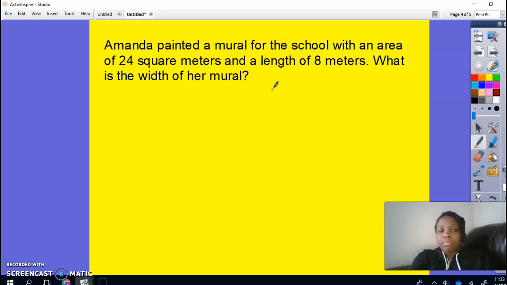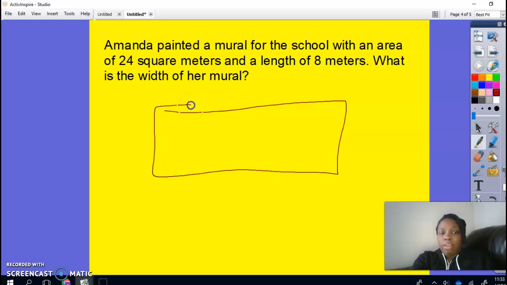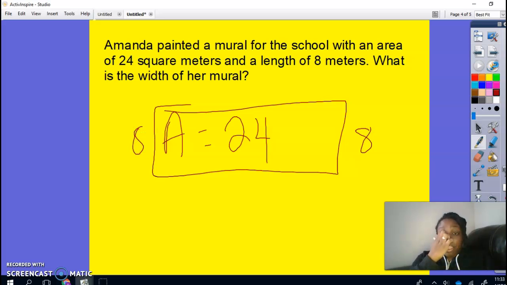So remember, we're first going to draw out our rectangle, right? That's the first thing you do. Always draw out your rectangle. And it says the area is 24 square meters. So I already know what my area is. So I'm just going to put area in here. My area is 24 square meters. And my length is 8. So I know that my lengths are 8. But what is my width? This is what I need to figure out.